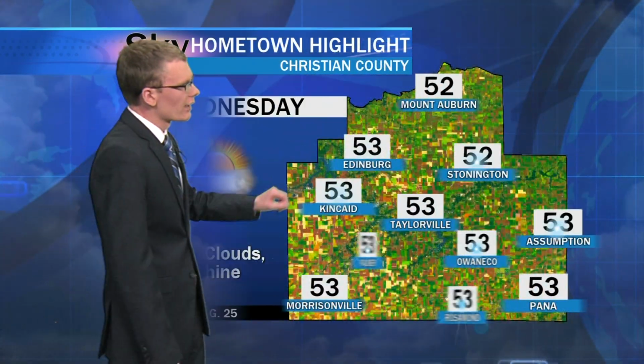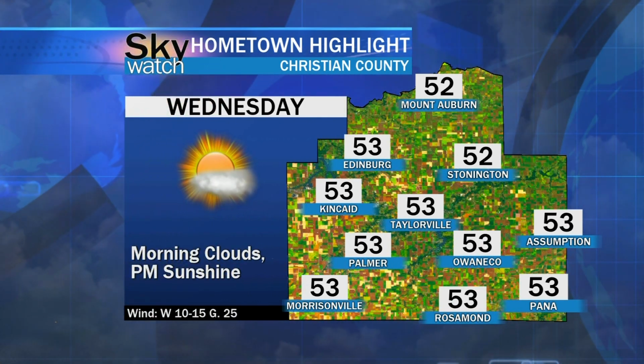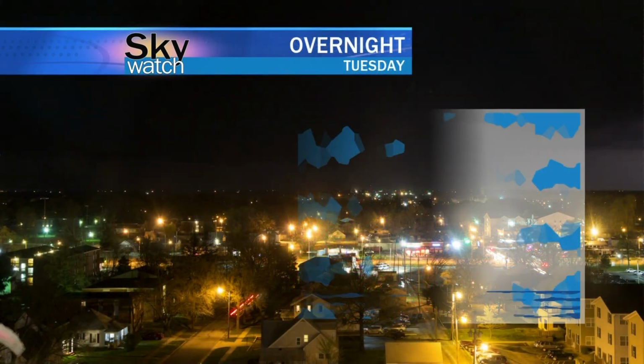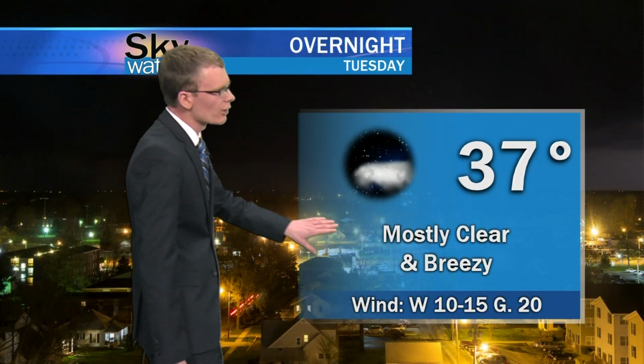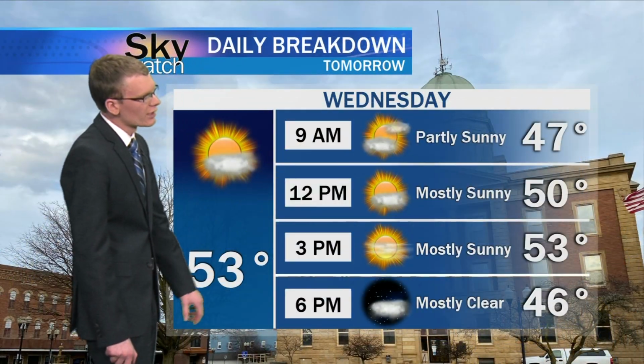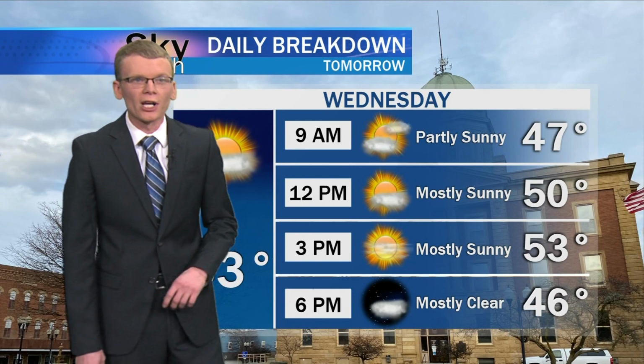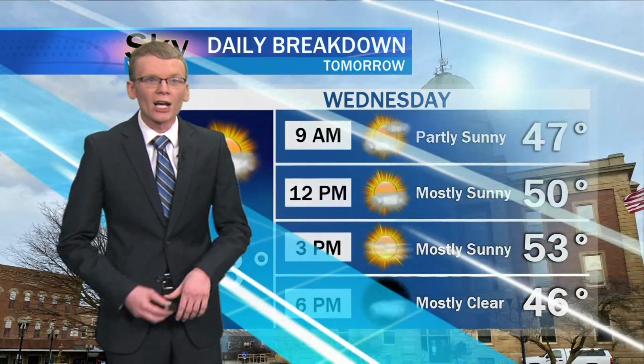So our hometown highlight tonight is Christian County, where we're going to see those temperatures in the lower 50s tomorrow. Again, those morning clouds giving way to afternoon sunshine. Overnight tonight, though, down to 37 degrees under those mostly clear skies, remaining breezy with winds gusting up to 20 miles an hour. Temperatures top out in the lower 50s for a day tomorrow. And again, more sunshine as we get into the afternoon, so don't be deceived when we see those clouds tomorrow morning. Those will be dissipating as we get into the afternoon.